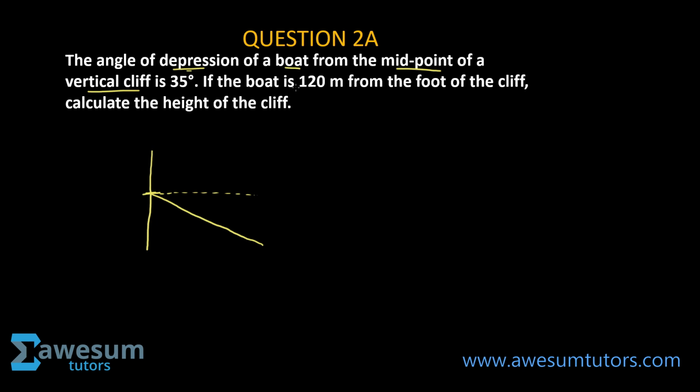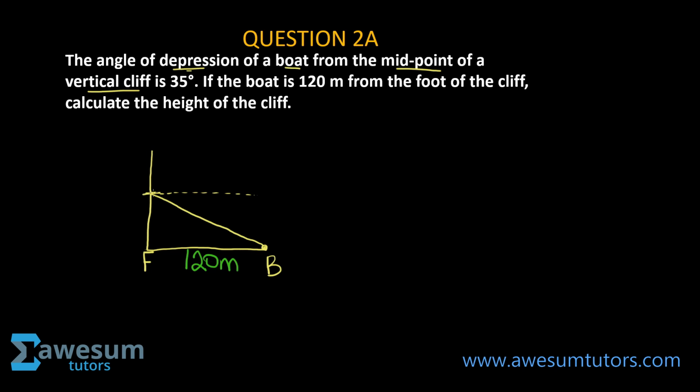It says the boat is 120 meters from the foot of the cliff. This is the cliff, and this is the foot of the cliff right here. I can call it F. And this is the boat right here. I can call it B. So this is the foot of the vertical cliff, and the distance of the boat from the foot of the cliff is 120 meters.